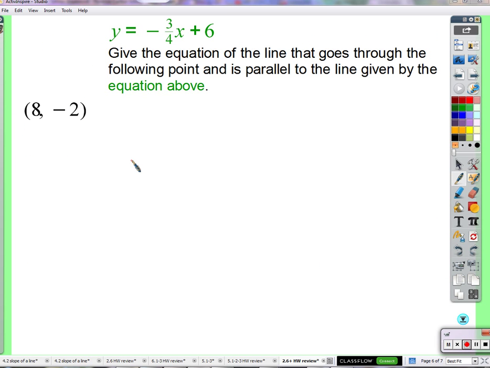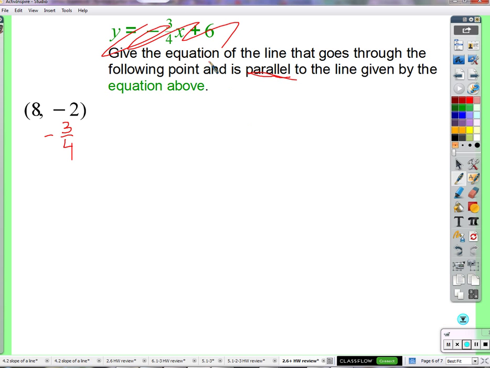So we have the request for us to write the equation of a line. This line goes to this point, and it is parallel to this guy right here, to the line that's created by this equation. So, what does knowing this tell us about this line? Monica? It has the same slope. And the slope would be? -3/4. -3/4. Very good.